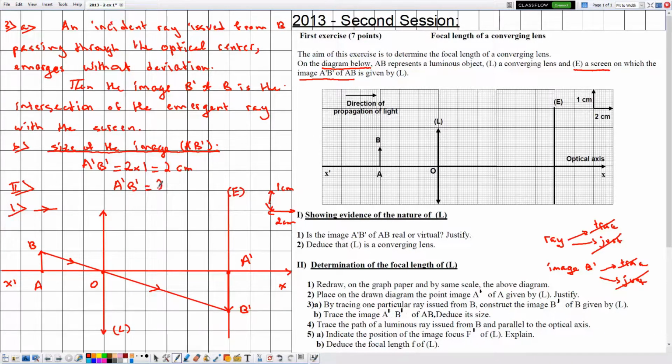Finally, it's a good habit to write our final answer in a box to make it easier for the corrector to notice our correct answer. This is it for 3 part B. Now in number 4 they are telling me to trace the path of a luminous ray issued from B and parallel to the optical axis.